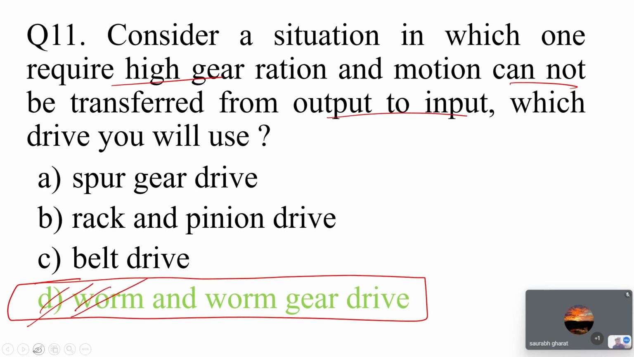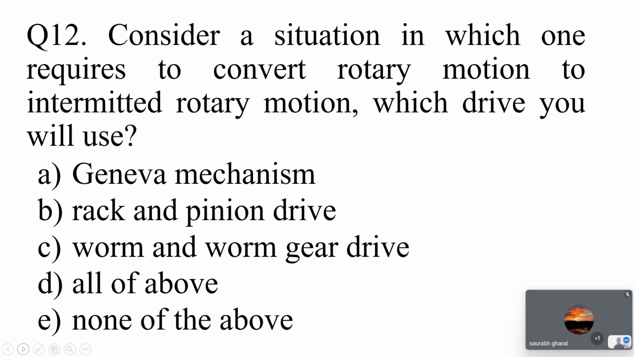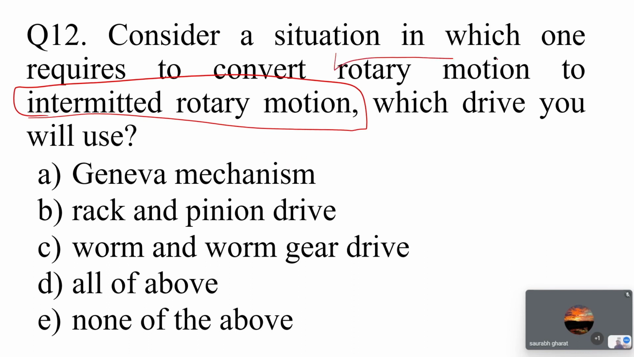So for question 12 again we have a different kind of condition but a similar question type. Consider a situation which requires converting rotary motion to intermediate rotary motion. Which drive will you use? The options include worm and worm gear, all of the above, or none of the above. To create an intermediate rotary motion. So here the most important part is intermediate rotary motion. Again, from rotary to intermediate rotary.